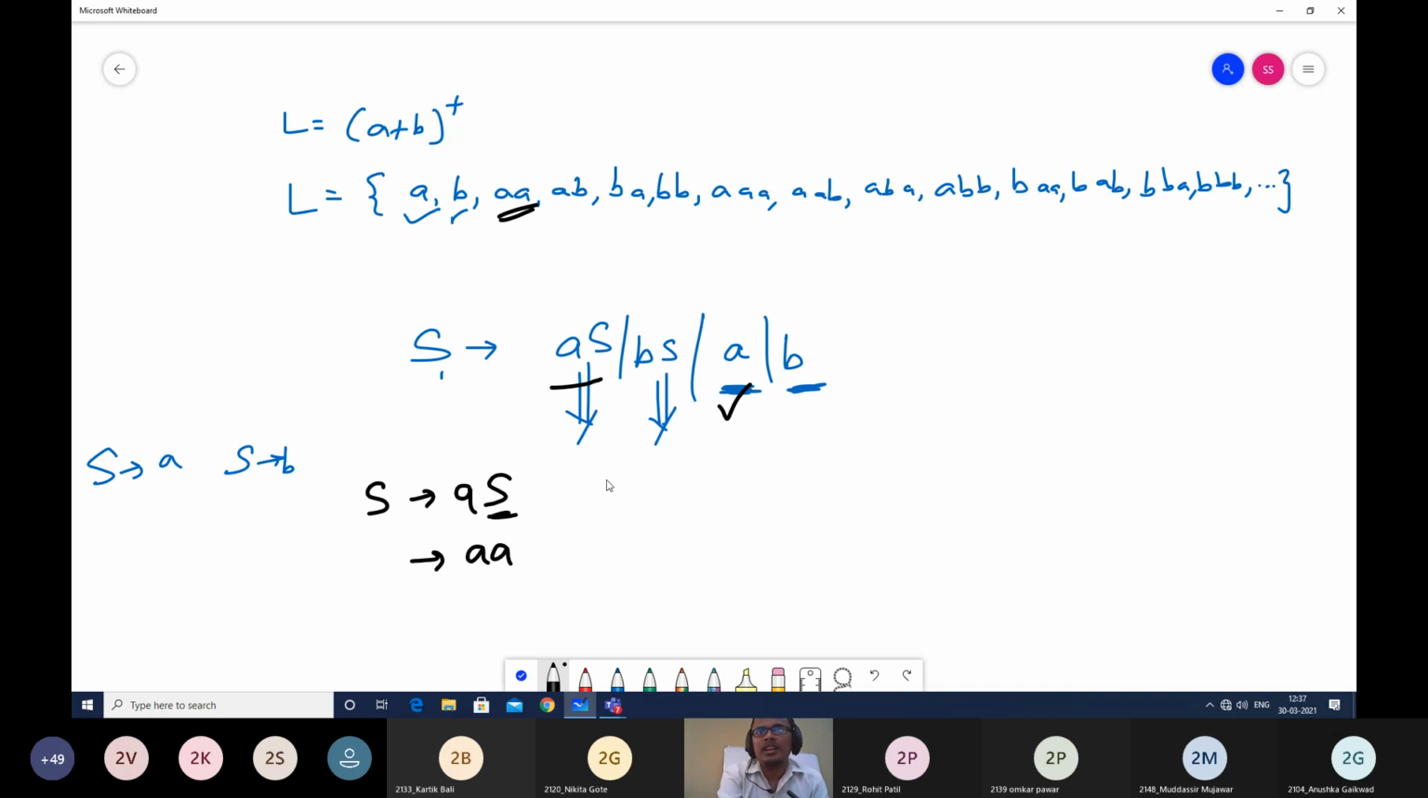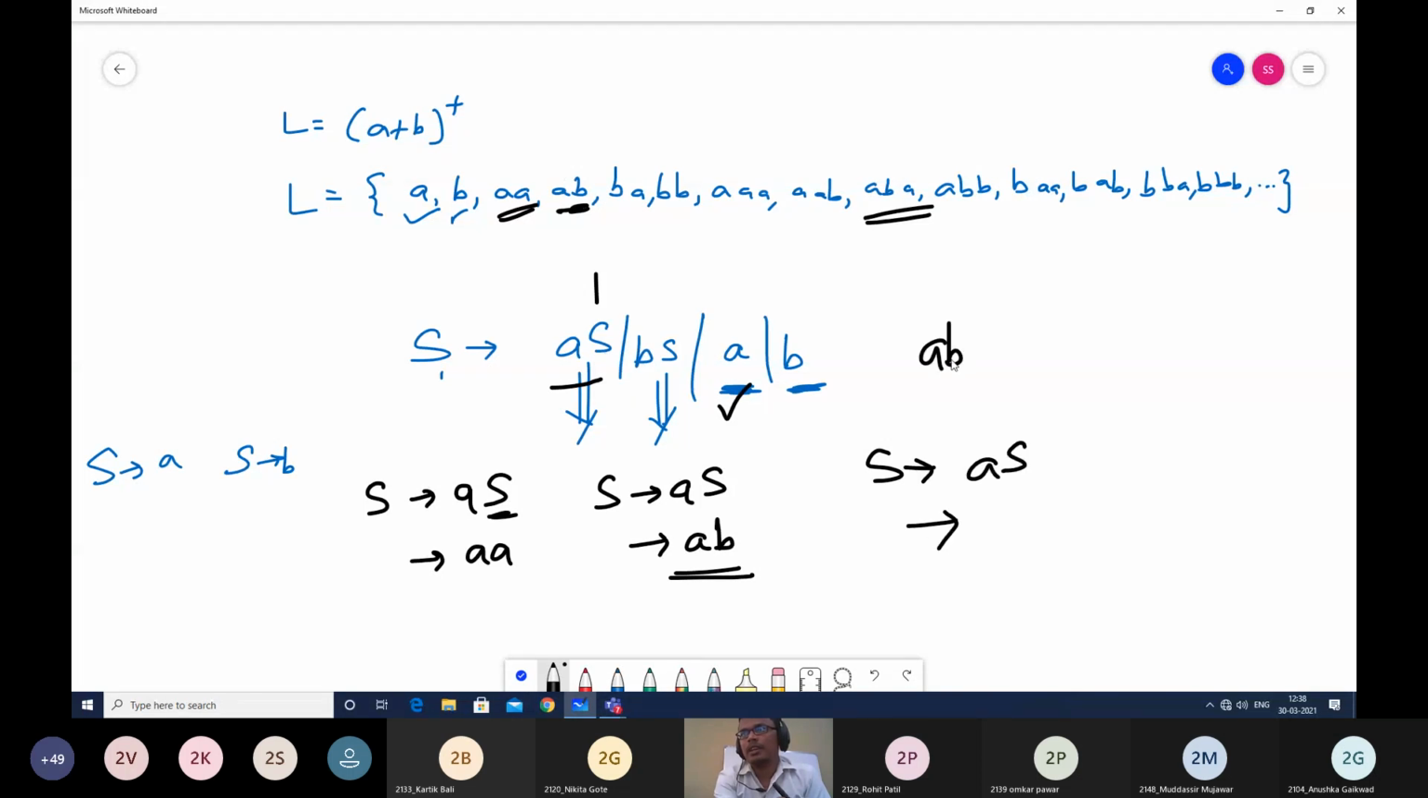Suppose I want a string like AB. First I'll apply S gives AS, right? Then I'll apply S gives B. So I'll get the string AB. Similarly, suppose I want a string like ABA. First I'll apply S gives AS, so this A will be done. Then S gives BS, this B will be done. And then S gives A. So ABA will be accepted.